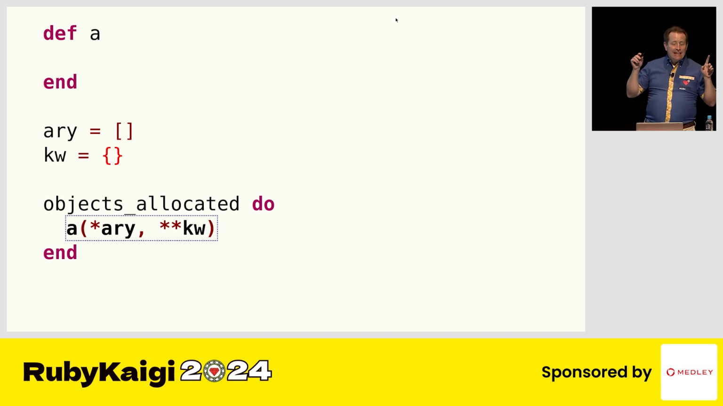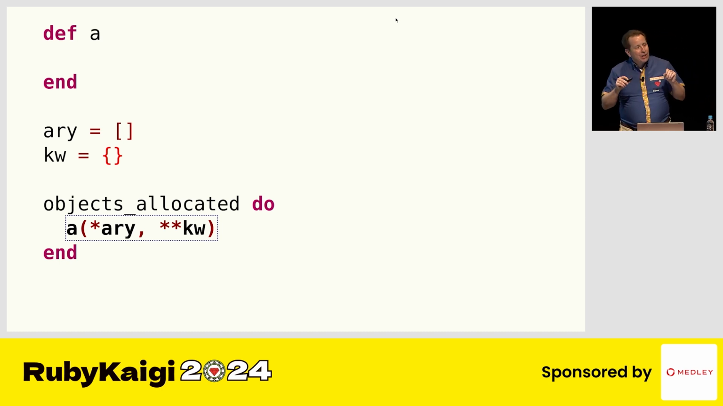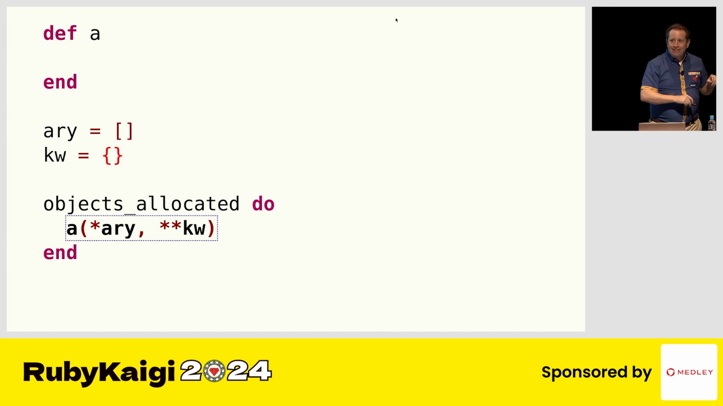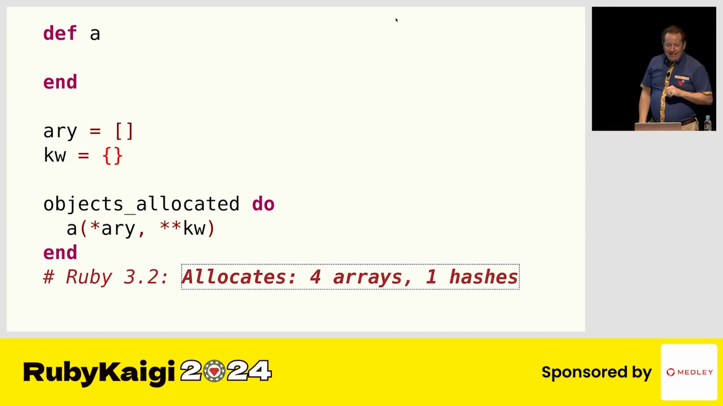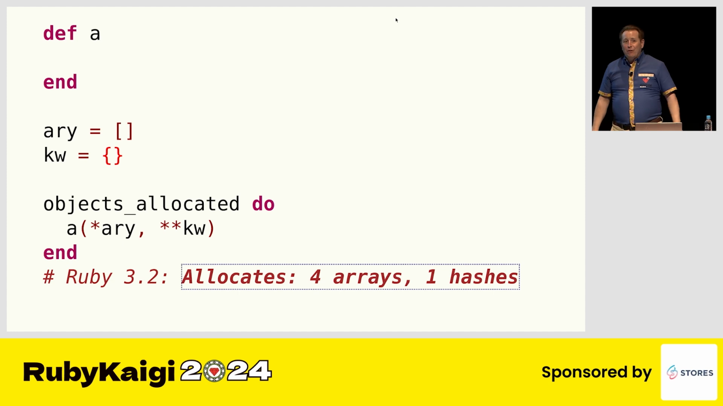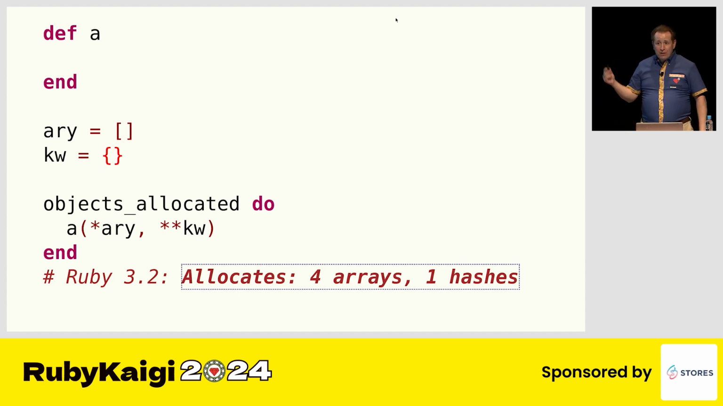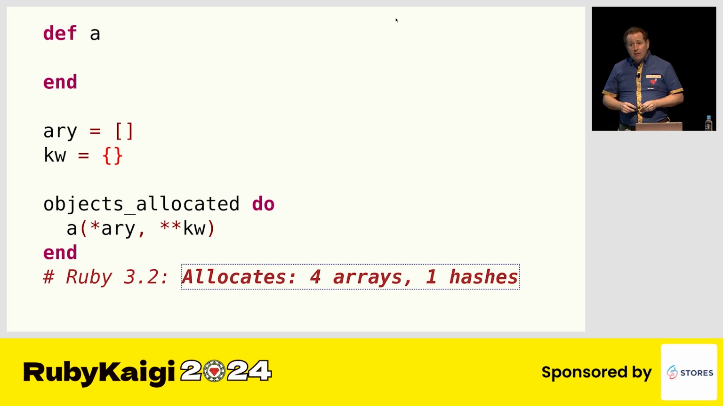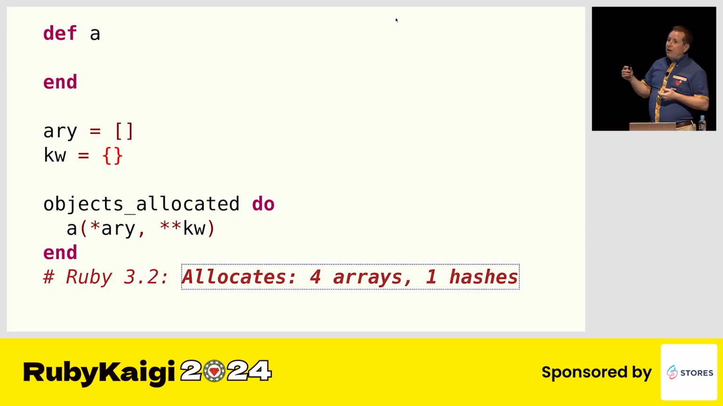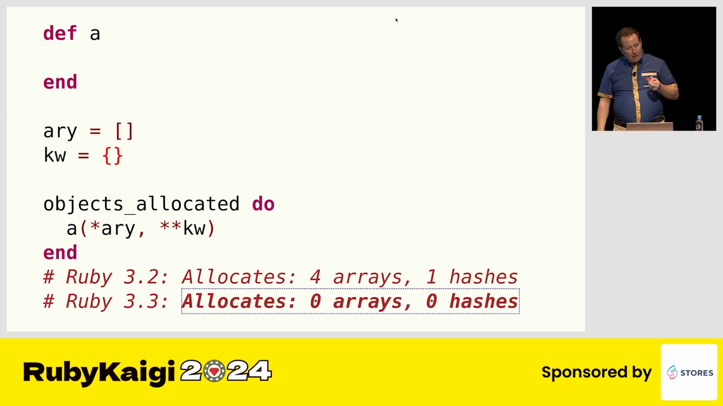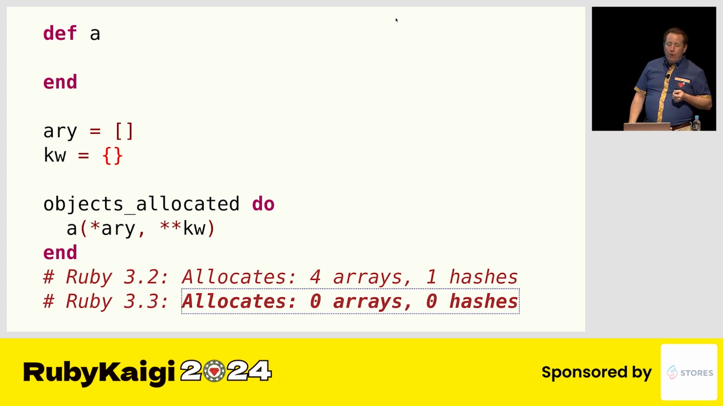Any guesses as to how many objects are allocated by this method call in Ruby 3.2? No guesses. Turns out Ruby 3.2 allocates 4 arrays and 1 hash for this method call. Considering that delegating arguments to other methods is commonly done via splats and keyword splats, this unnecessary object allocation can result in significant slowdowns. Ruby 3.3 fixes this, avoiding any allocation for this type of call.